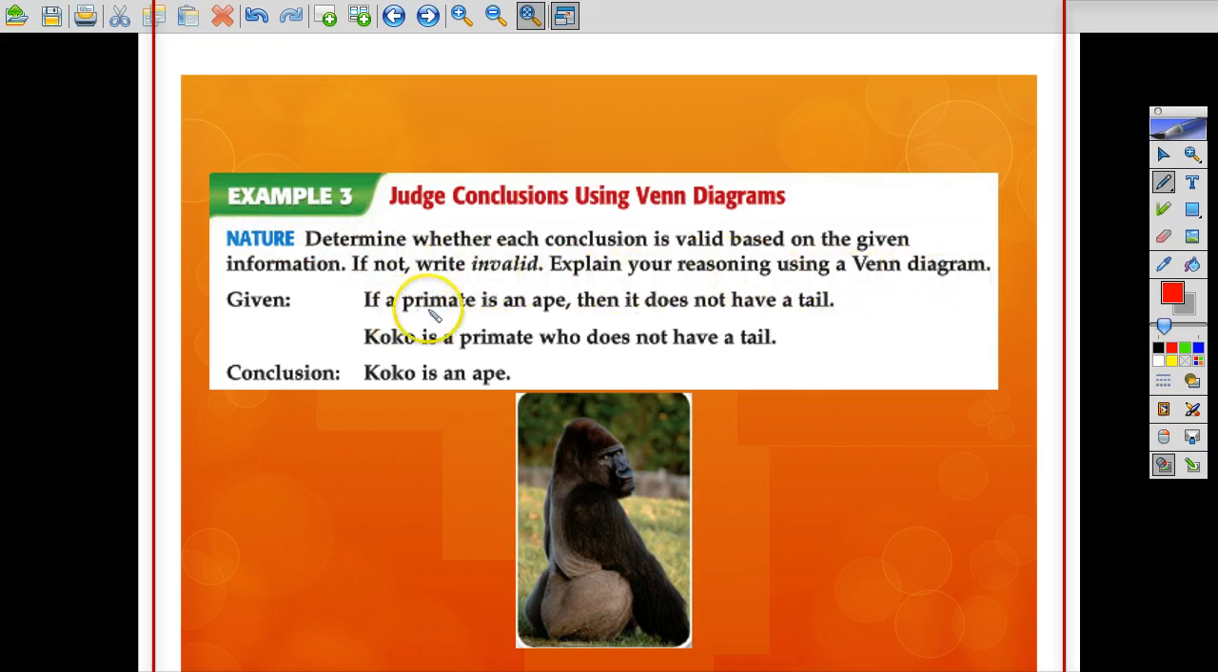Okay, given: if a primate is an ape, then it does not have a tail. Coco is a primate who does not have a tail. Conclusion: Coco is an ape. Okay, so if it's an ape, it does not have a tail, right? So Coco is a primate who does not have a tail, so he must be an ape.